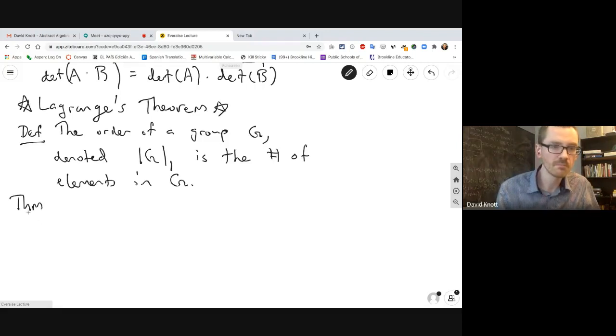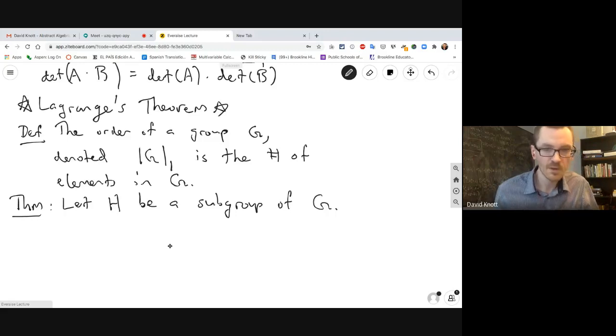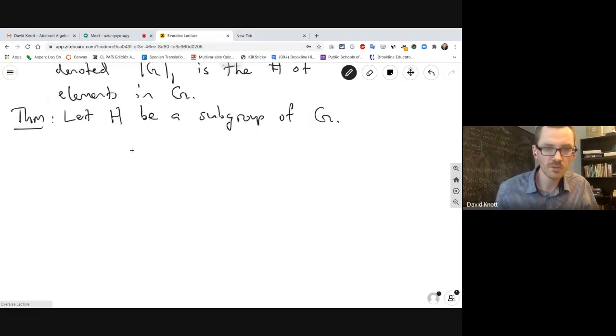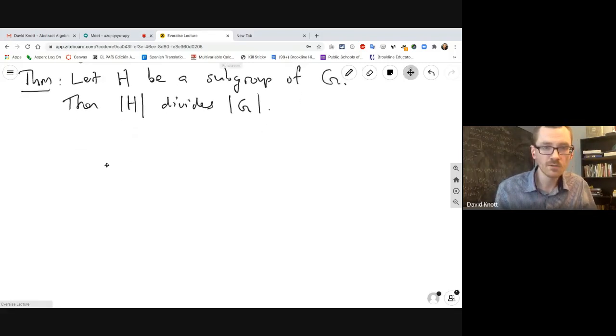Okay, so here's the statement of Lagrange's theorem. Theorem: let H be a subgroup of capital G. So it could be any kind of group, could be a group of matrices, whatever you want. Then the order of H, that's the number of elements in H, divides the order of G, that's the number of elements in G. Really quite a surprising fact, because groups are so general and abstract. To be able to say anything like this about them is really kind of a wonder. Okay, well, let's prove it.